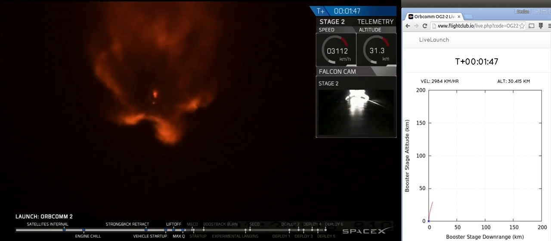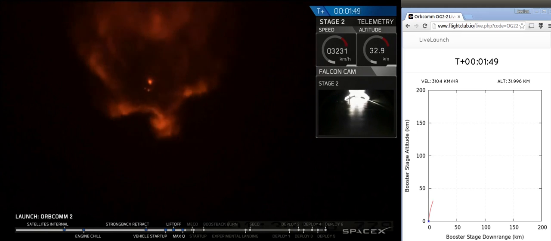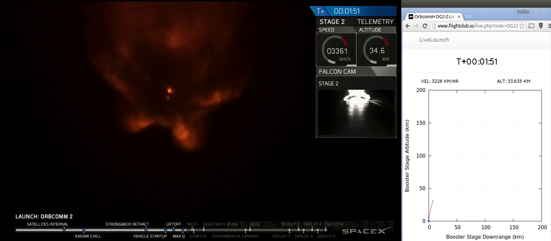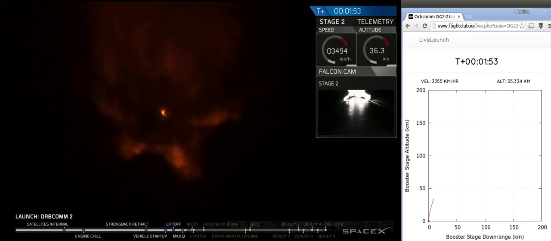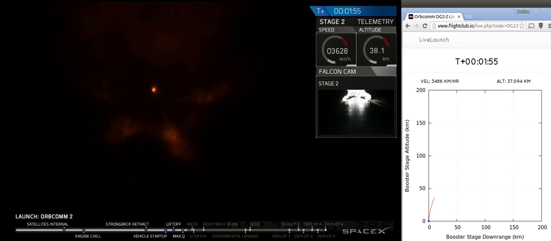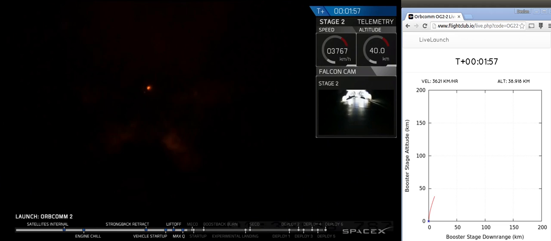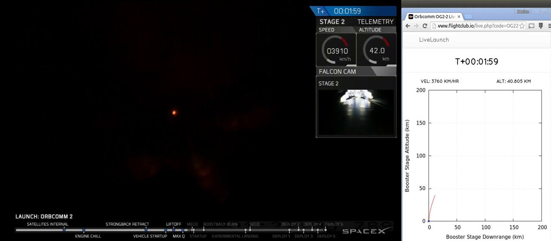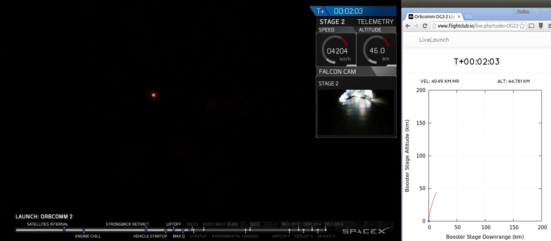Come on, Fury! Yeah. MVAC has begun chill. MVAC chill means that the second stage engine is preparing itself to ignite. Shortly after main engine cutoff, we're going to separate the stages and begin the second stage ignition.